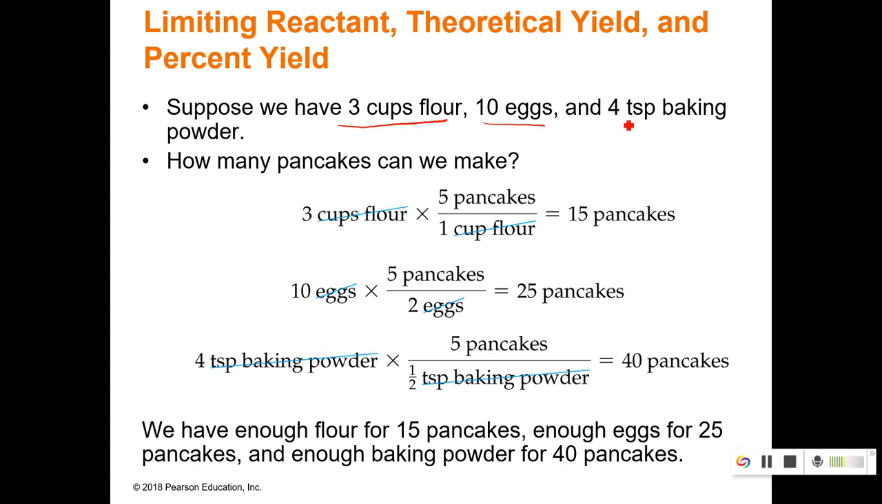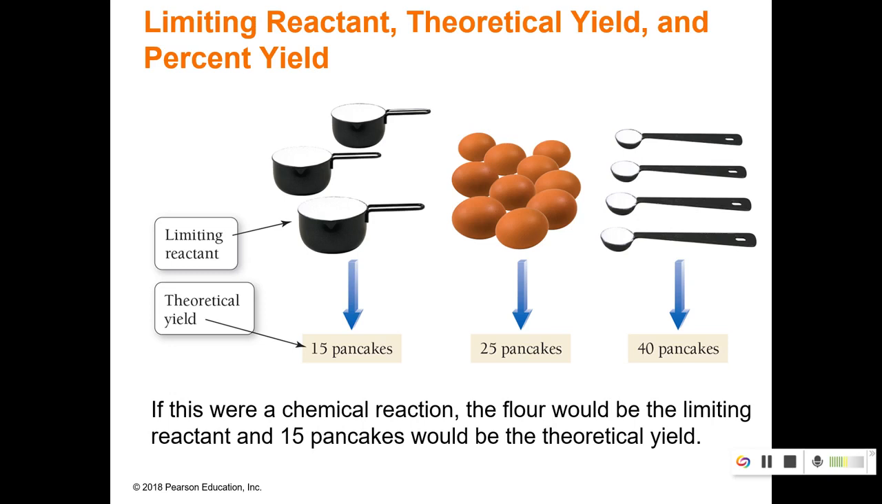Now though, we're going to have different amounts of our starting substances. Okay, so we have to solve each of them to the pancakes. So when you think about it, if I can make 15, 25, and 40, that really means I only have enough stuff or ingredients to make the 15 pancakes. Okay, I don't have enough flour to make 40 pancakes, nor do I have enough eggs to make those 40 pancakes.